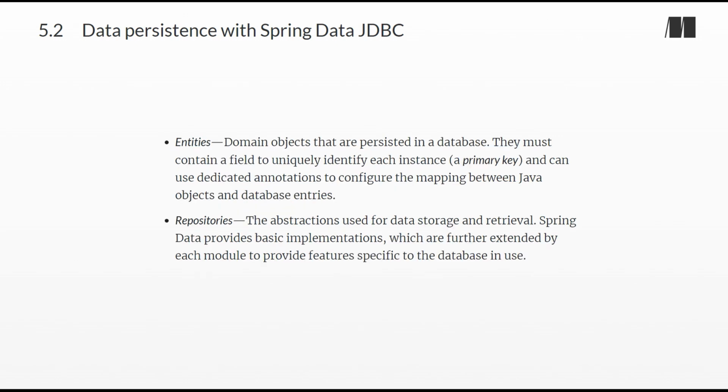Entities, domain objects that are persisted in a database. They must contain a field to uniquely identify each instance, a primary key, and can use dedicated annotations to configure the mapping between Java objects and database entries. Repositories, the abstractions used for data storage and retrieval. Spring Data provides basic implementations, which are further extended by each module to provide features specific to the database in use.